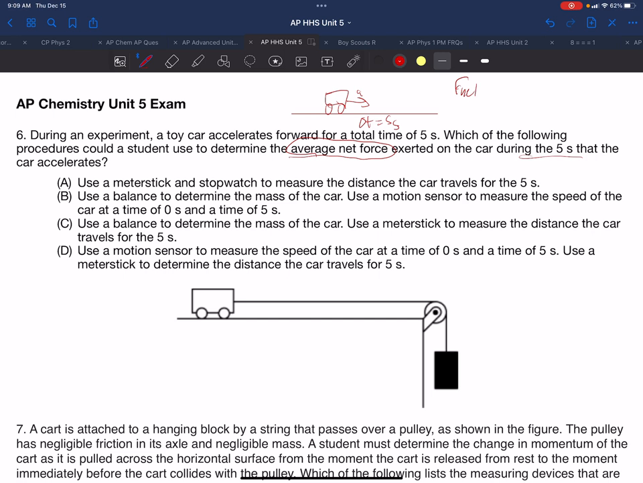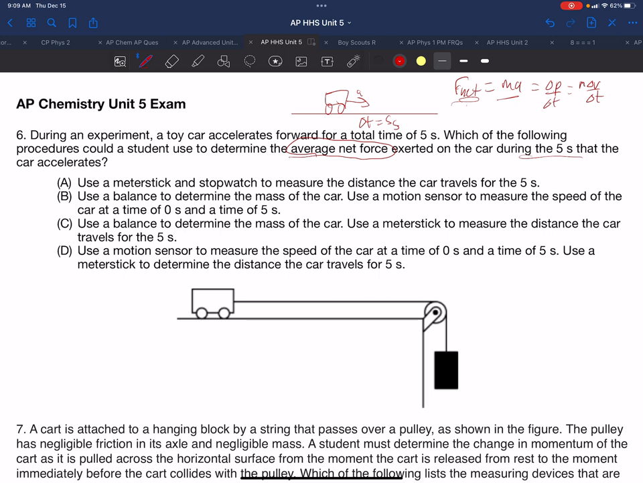So F net equals ma, and we know the net force is delta p over delta t, and that is going to be m delta v over delta t. So we want to know the net force. That is by definition ma. The net force is also delta p over delta t.